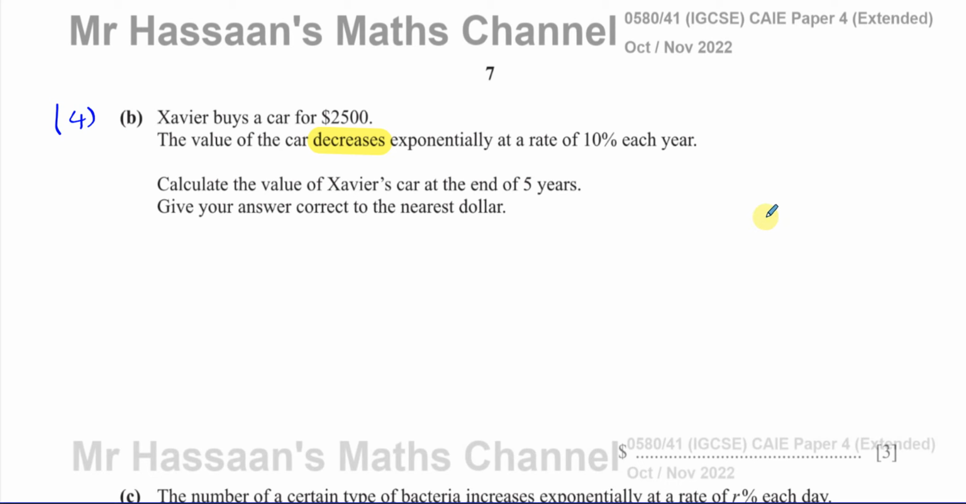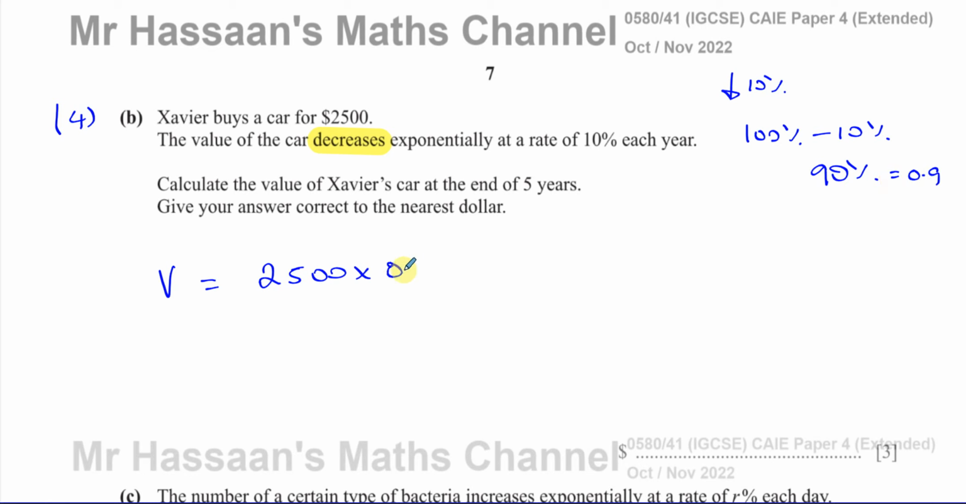The way I like to do this, I say, okay, it's a decrease of 10%. So if its value was 100%, it's going to decrease by 10%, so it's going to become 90% of what it was at the end of each year. So the new value of his car is going to be the original value multiplied by the multiplying factor, which is 90%, becomes 0.9. And then you just put the number of years, the number of times it's going to decrease. It decreases each year for 5 years, so you put to the power of 5.